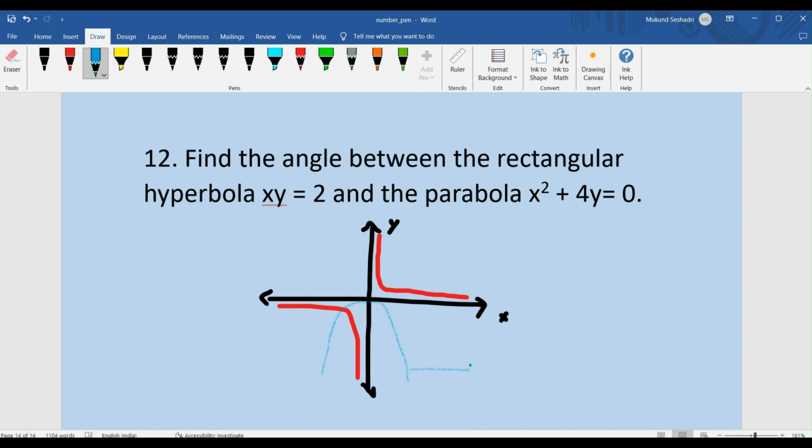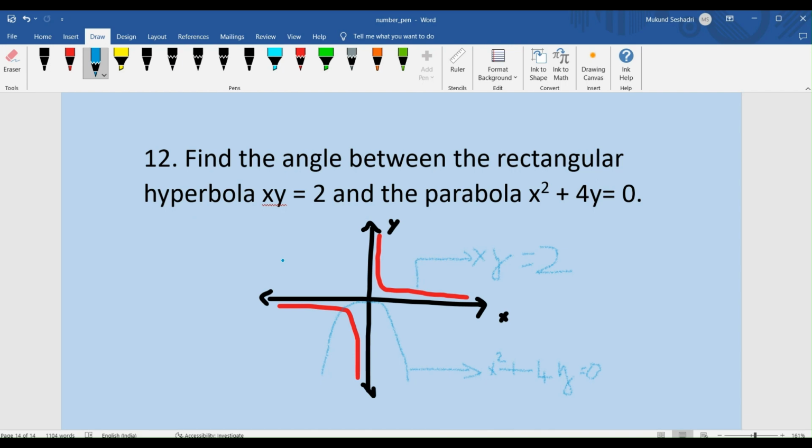So this is your parabola x squared plus 4y equals 0, and this is my rectangular hyperbola, which is xy equals 2, right? So we have these curves sketched out here. Let me take a minute to explain why these curves are looking like this.